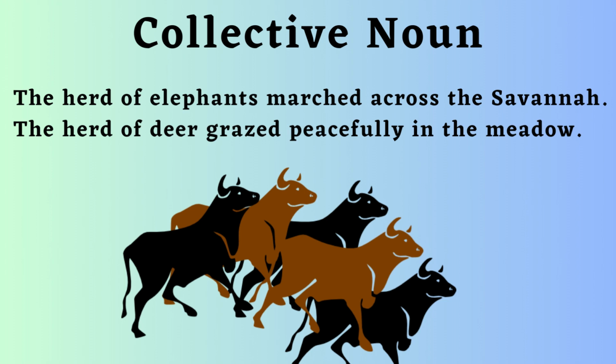For instance, you could say, the herd of elephants marched across the savannah, or otherwise, the herd of deer grazed peacefully in the meadow. In these examples, herd is used to represent a collection of individual animals, but it is treated as a singular noun. They represent a singular unit composed of multiple individuals or elements.